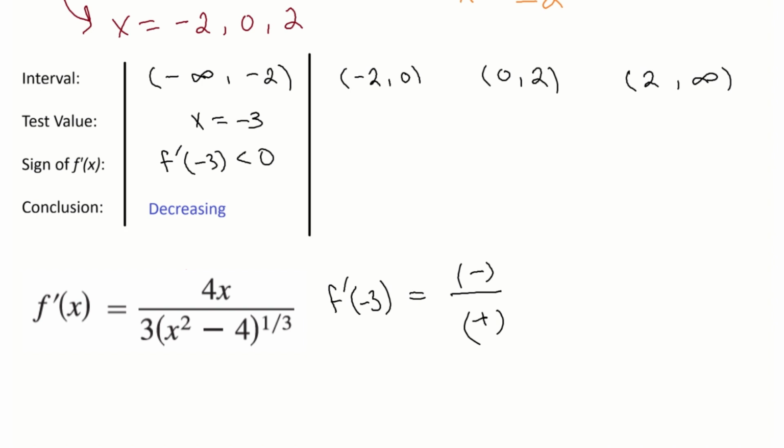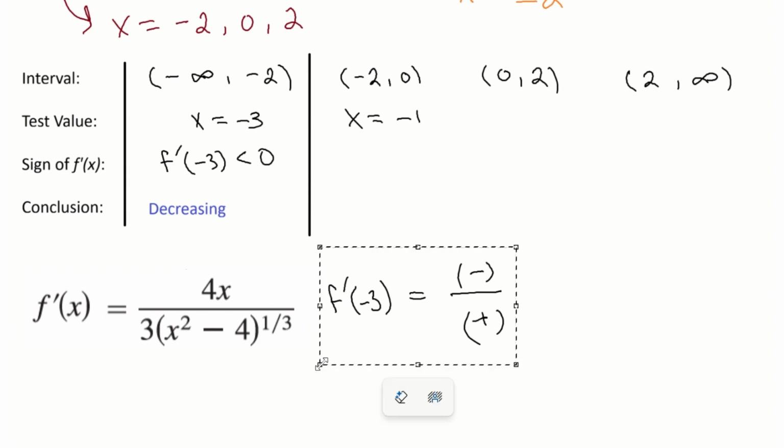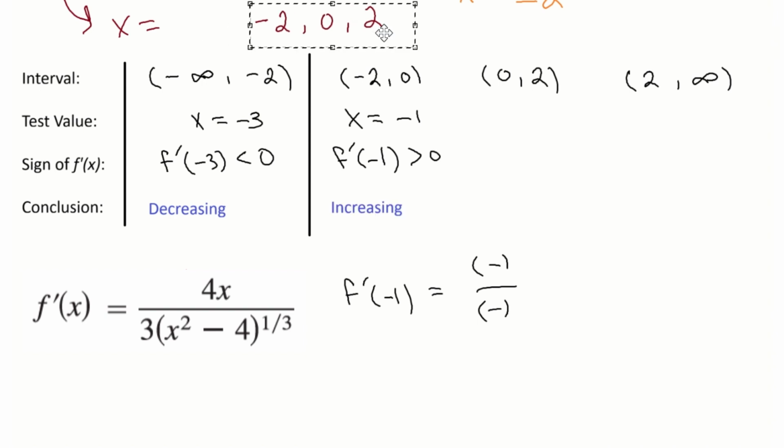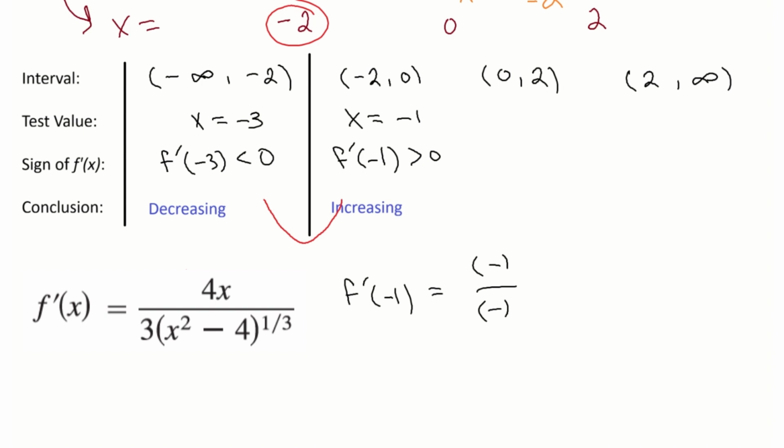Now let's check the interval between negative 2 and 0. Let's pick negative 1. What's f prime of negative 1? Is it positive or negative? Plugging in minus 1 into our derivative, the numerator is negative and the denominator is negative. So f prime is greater than 0, meaning our function is increasing. So at x equals minus 2, we see that the derivative changes from negative to positive. There's a local minimum at f of minus 2.